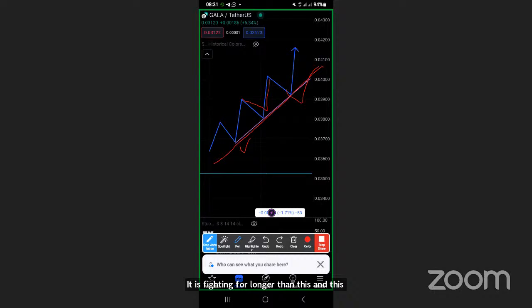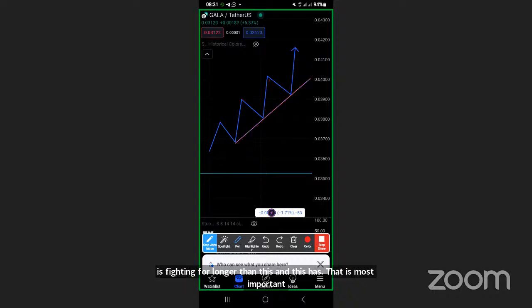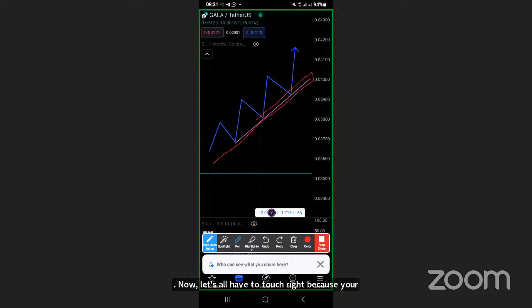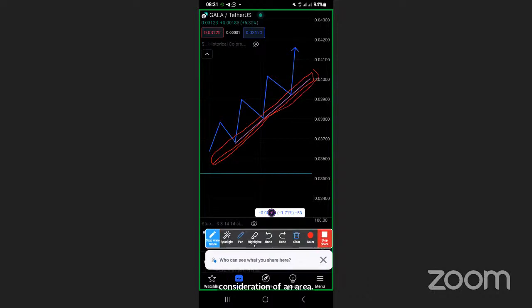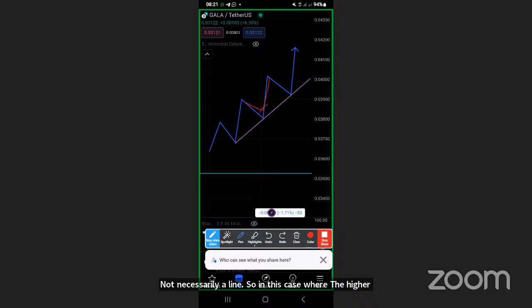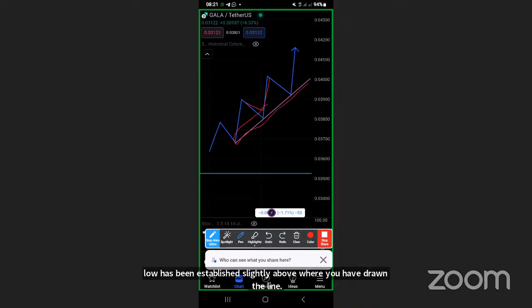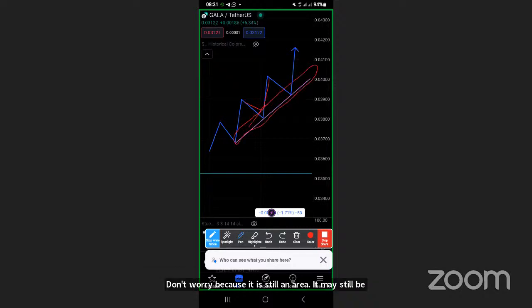Now, it doesn't all have to touch. Why? Because as much as you're drawing it as a line, you're also taking into consideration an area. It is an area, really. It is not necessarily a line. So in this case where the higher low has been established slightly above where you've drawn the line, don't worry, because it is still an area. It may still be captured at some point. All right, so draw this line.